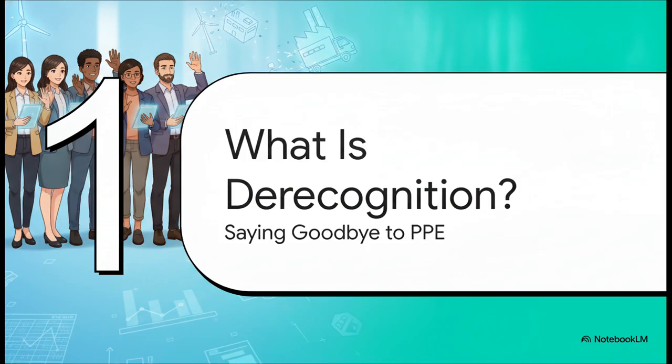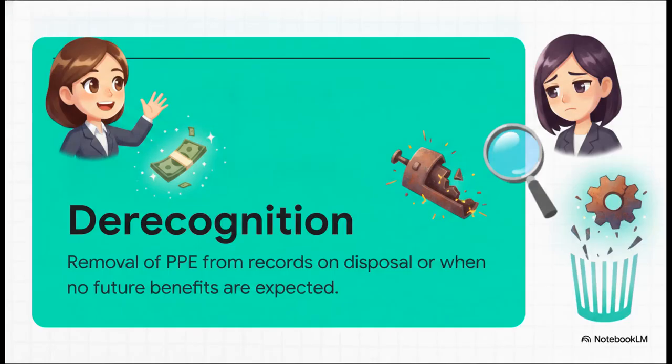What is derecognition? Let's dive right into what this fancy accounting word actually means. In super simple terms, derecognition is the ultimate accounting farewell. It's the formal process of taking an item of property, plant, and equipment, or PPE, completely out of our company's accounting records. According to the MFRS 116 standard, this happens in one of two ways. First, on disposal. This is the happy ending where we sell the asset to a buyer and actually get some cash for it. Or second, it happens when absolutely no future economic benefits are expected from its use or disposal. That's the sad ending, where the asset is completely broken, beyond repair, and we just have to scrap it.